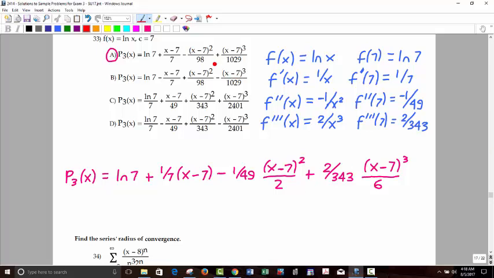We have to be very careful here, especially between answers A and B. Watch your pluses and minuses there, and you'll be fine. Well, that's definitely answer A.